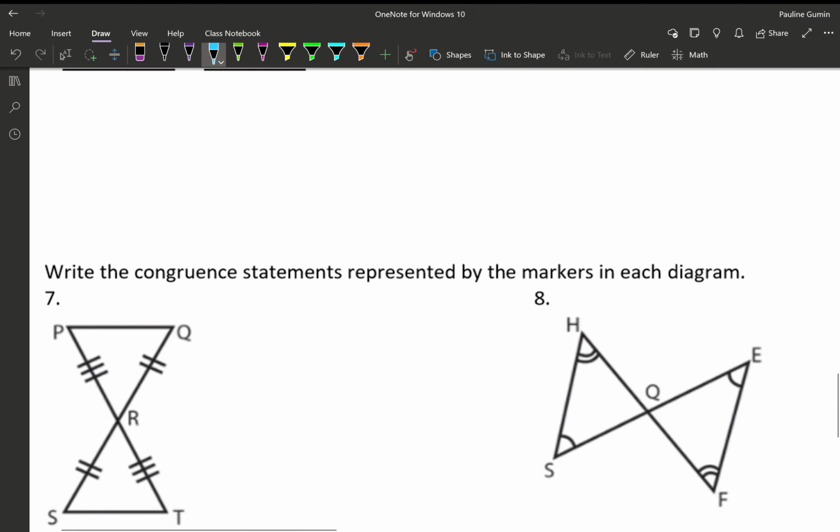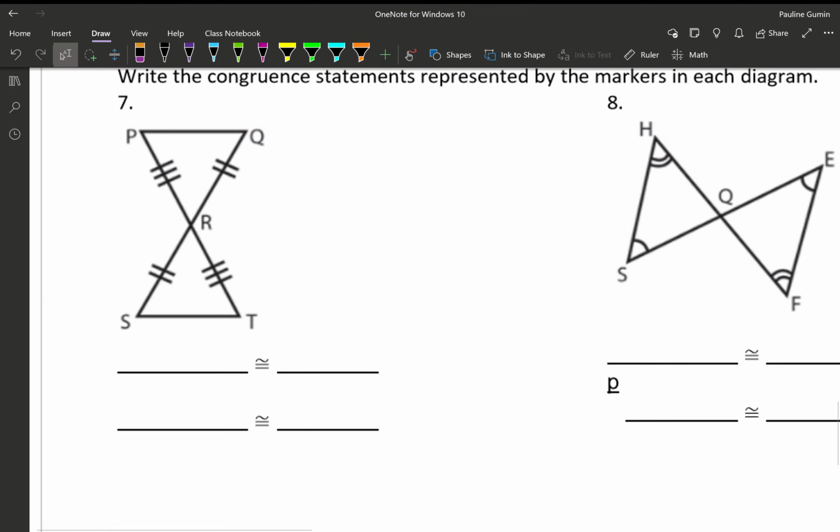Lastly, let's write some more congruent statements here. So what I see is 2 tick marks right there and right there. So I have SR and QR. And these 2 sides both have 3 tick marks each. So that means PR and TR.